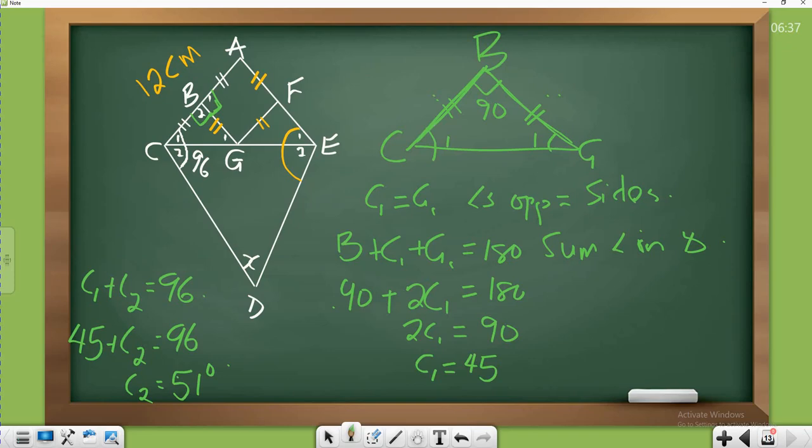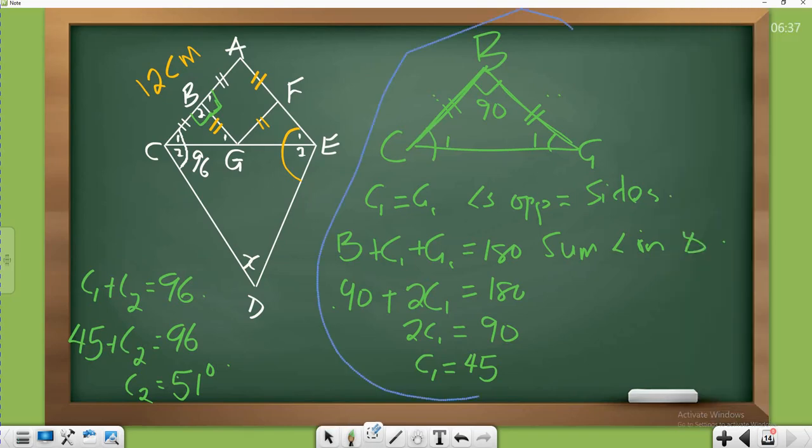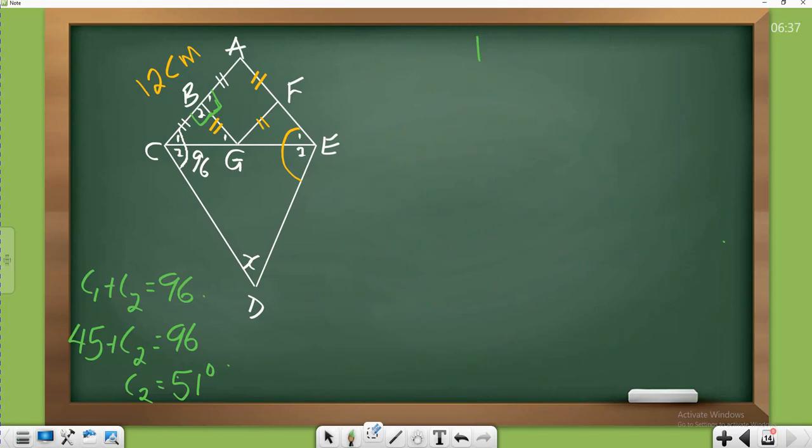And the final question for this session is to look for angle X. Now that we have our C2 as 51, this angle here, it's a kite, remember? And if it is a kite, let me extract my kite out. The side must be equal to that side. If this angle is 51, this angle also would be 51. Again, angles opposite equal sides. So E2 is equal to 51 degrees.